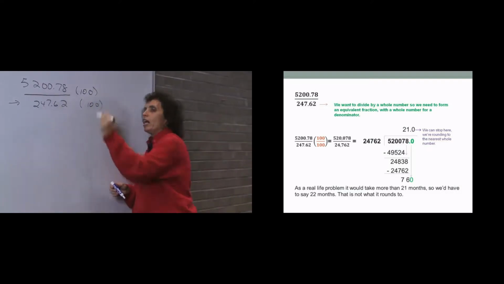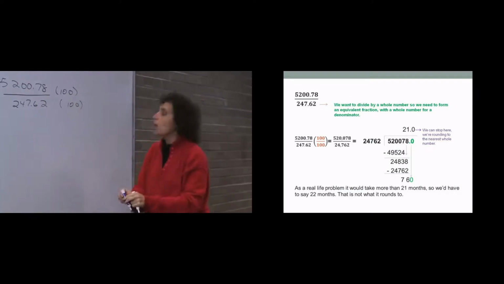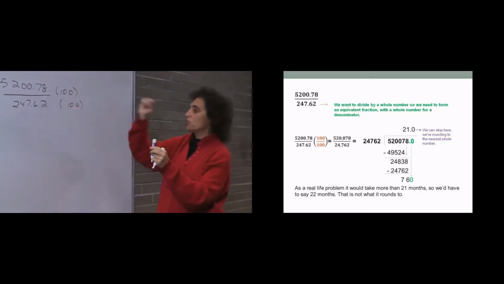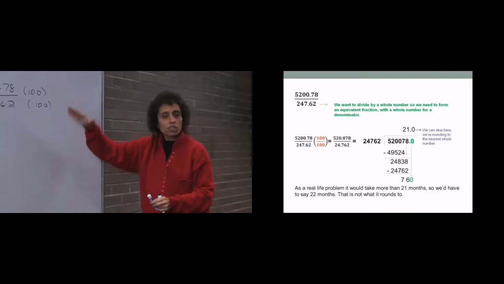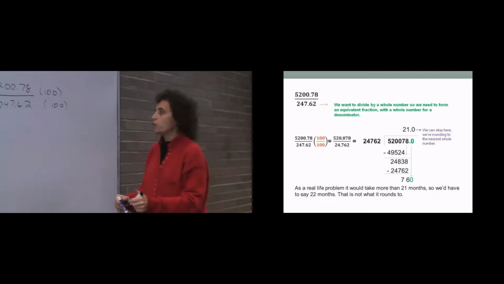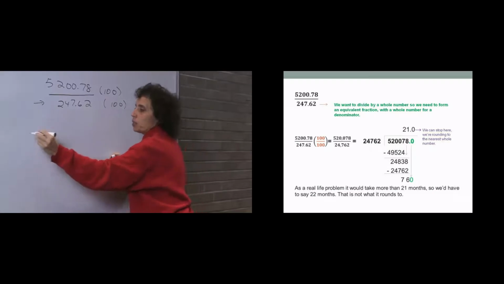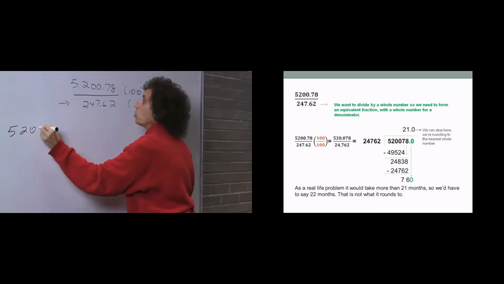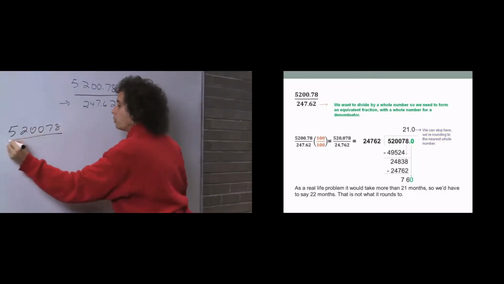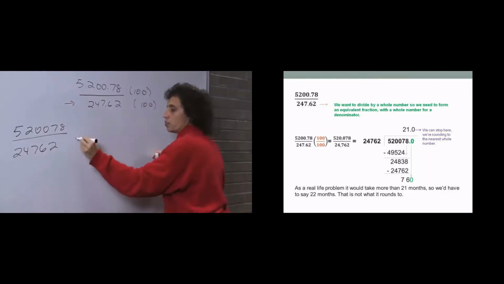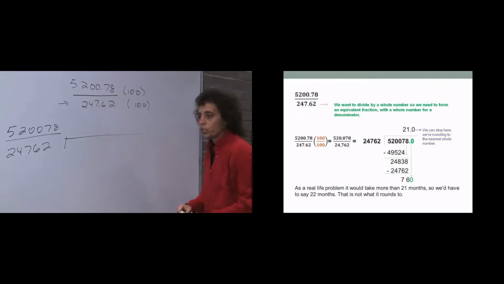You know why? I know you know why. Because we are multiplying the entire fraction by 1. That allows us to keep the fractions equivalent. Okay, so this is what we're really doing. Our new problem here is 52,007 divided by 24,762. Okay, so now here's what I'm really dividing.